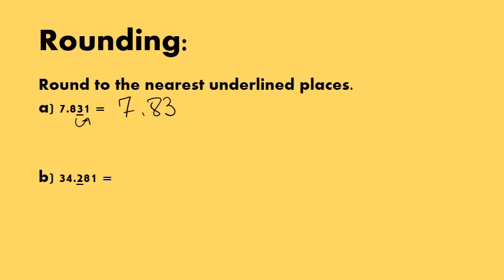Next, 34.281. First look at the rounding place, that is 2. Look at the right of it, and there's an 8. So we add 1 to the 2, so it will become 34.3.